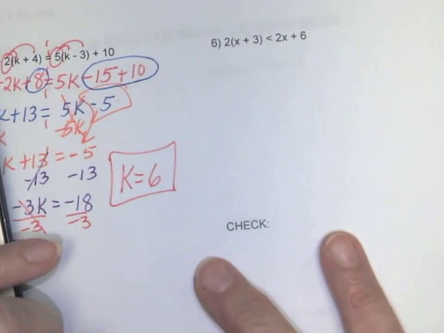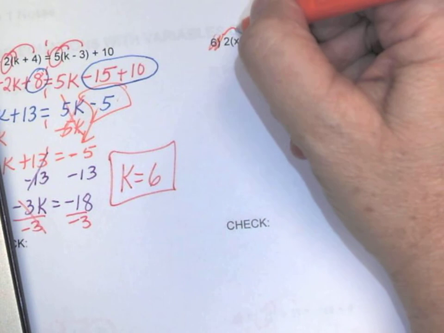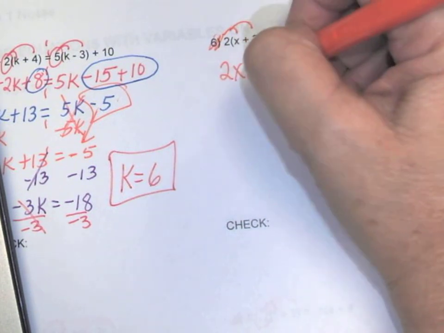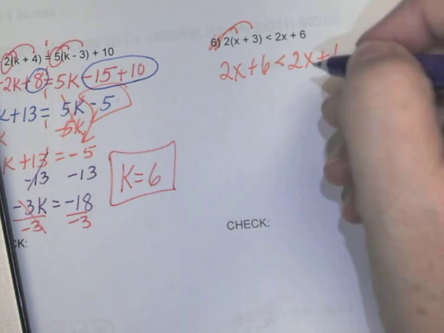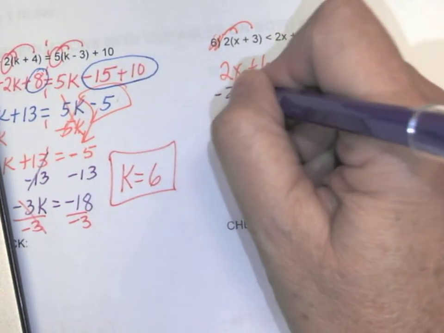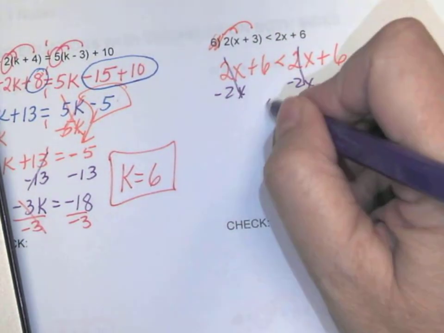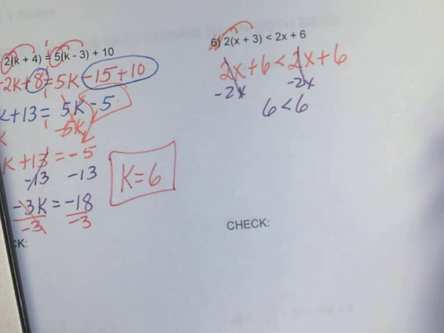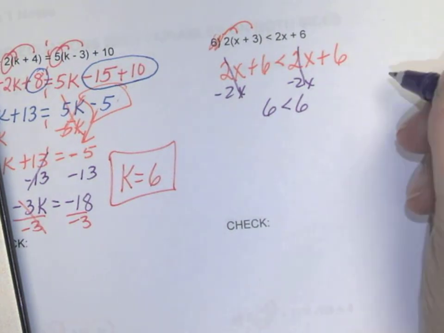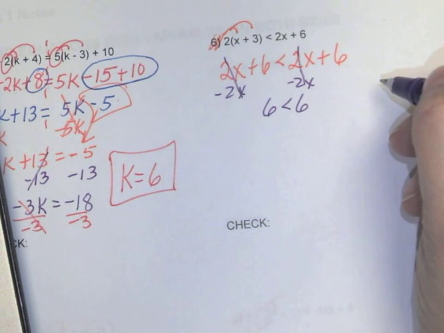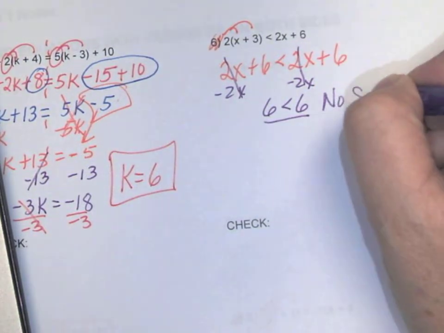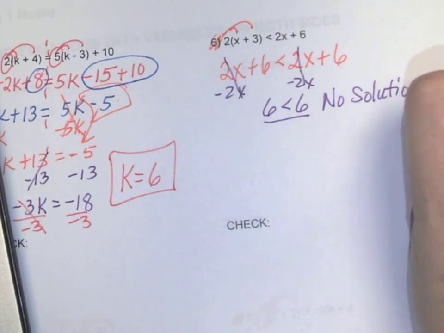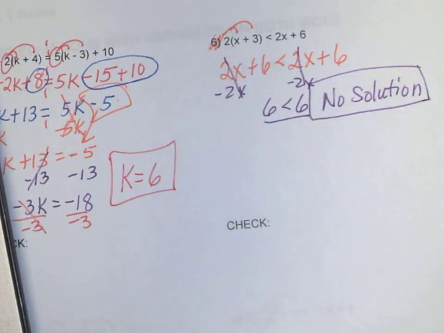Now let's look at number 6. 2 gets distributed. 2x plus 6 is less than 2x plus 6. This looks a little strange. Let's see what happens if we subtract the 2x. Both of them go away and we get 6 is less than 6. Well, that's not true. When the letters all go away, you have a special case. This is a special case. 6 is not less than 6. It's not true, so our answer is no solution. That means there is no value of x that would make this true. It doesn't have a solution.